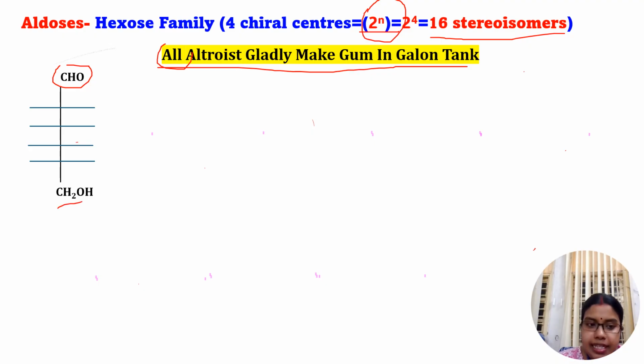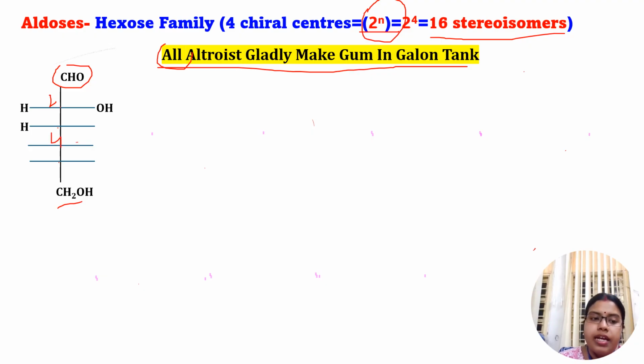And we can see there are 4 chiral centers: 1, 2, 3 and 4. For allose, all the OH are on the right hand side. For C1, then C2: for C2, the hydrogen is on the left hand side and OH on the right hand side. Similarly, for C3, H on the left hand side, OH on the right hand side.